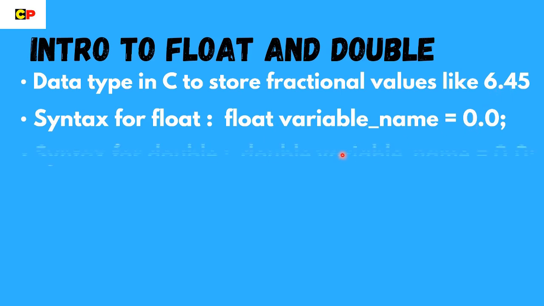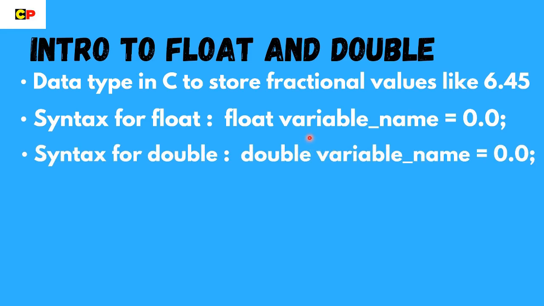We can initialize this value with any fractional number, like 0.0, or 6.45, or 1.0. And coming to the syntax for double, it is somewhat similar to float; we just need to replace float with double. As the double data type is also used to store fractional values, it will also take a fractional value to initialize itself. So we can use 0.0 or 6.45 or 3.0 and so on.